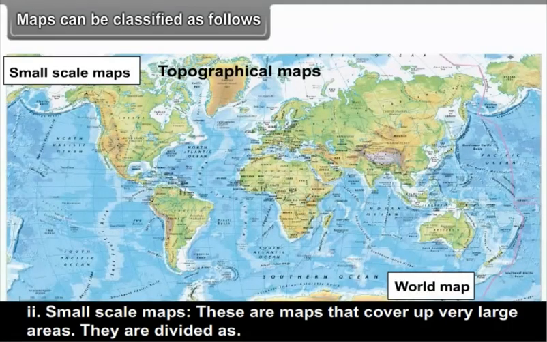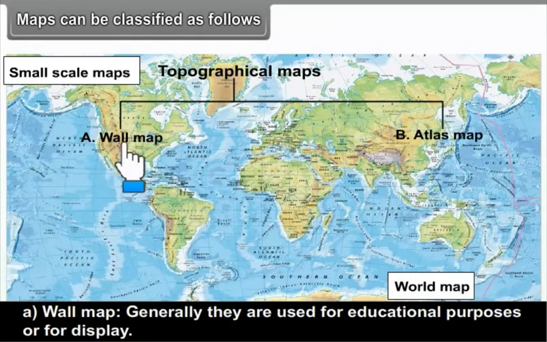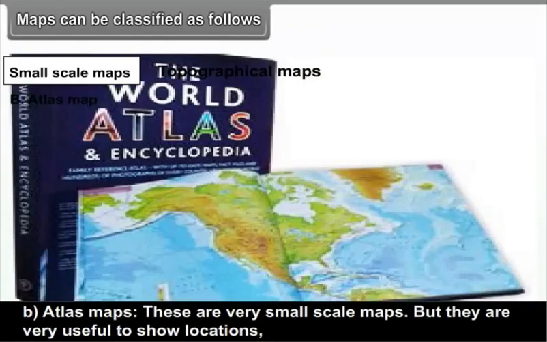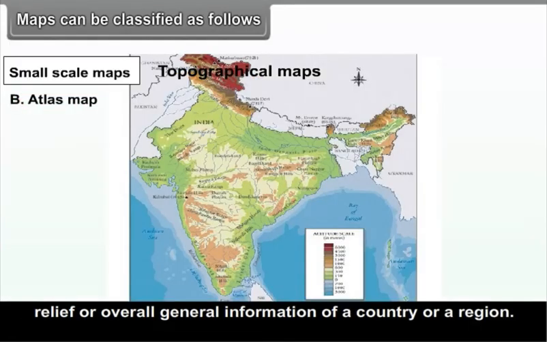Small-scale maps. These are the maps that cover large areas. They are divided as wall maps. Generally, they are used for educational purposes or for display. Atlas maps. These are very small-scale maps, but they are very useful to show locations, relief or overall general information of a country or a region.